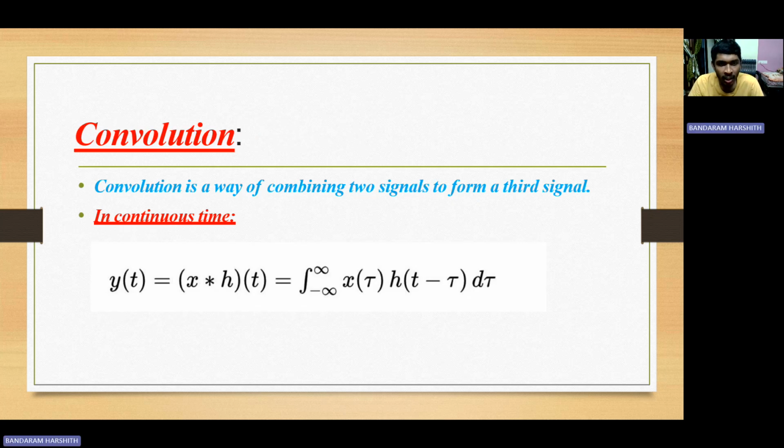Convolution. What is convolution? This is a very important topic. Convolution is a way of combining two signals to form a third signal. In a continuous time system, the convolution works as follows. y of t is equal to x convolution h of t, which is equal to the integration from -infinity to infinity of x of tau h of t minus tau d tau. The convolution we can simply define as the common area or the common equation which the given equations act upon.